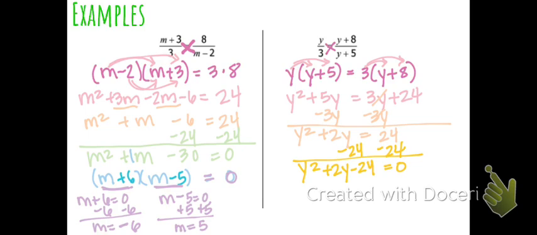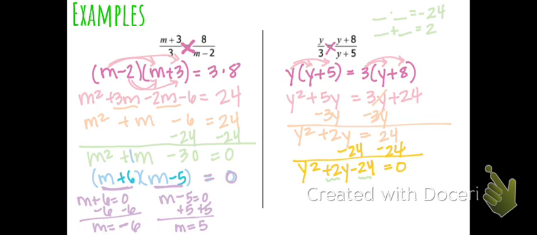Now we can factor the left side and use the zero product property to see what y equals. So again, since there isn't a number in front of the square, we're just looking for two numbers that multiply to give us the last term and add to be the middle coefficient. So think about what two numbers multiply to give us negative 24 and add to give us 2. I think of 6 and 4, 8 and 3.